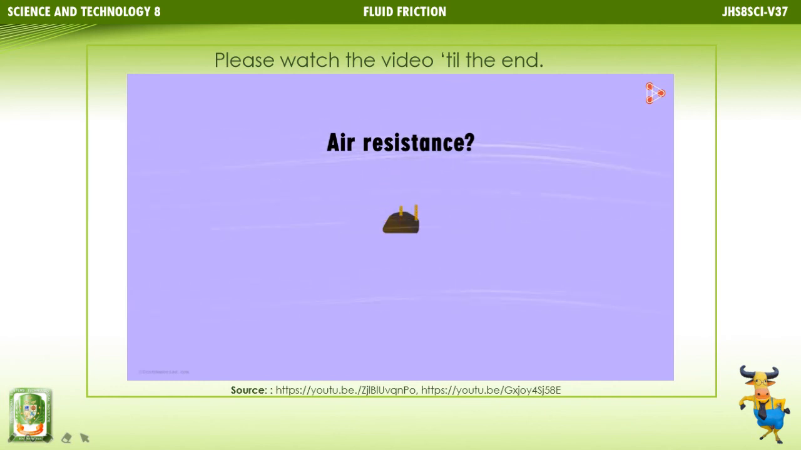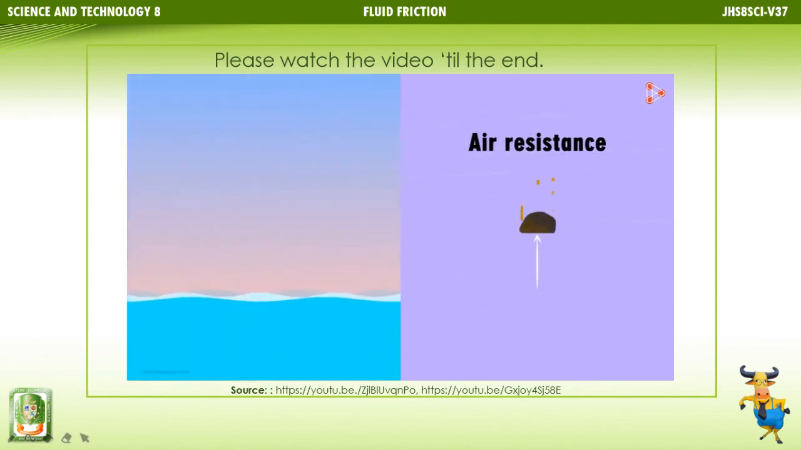Does air offer resistance here? Of course it does. What about water? Does it offer resistance? Yes, when the fish swim, they encounter fluid resistance from the water. The frictional force exerted by fluids is also referred to as drag.